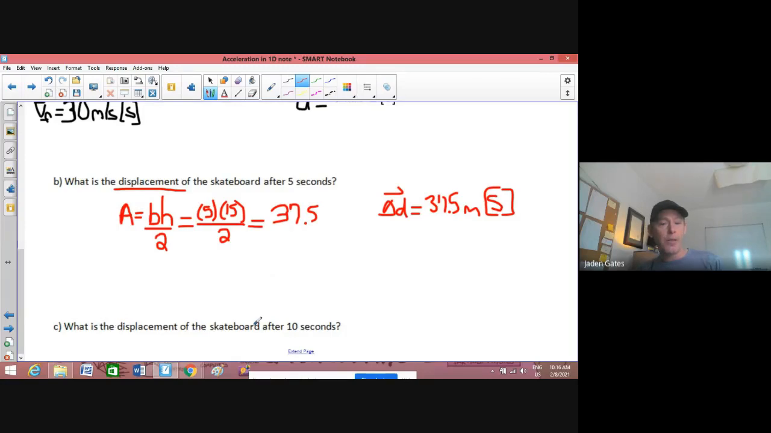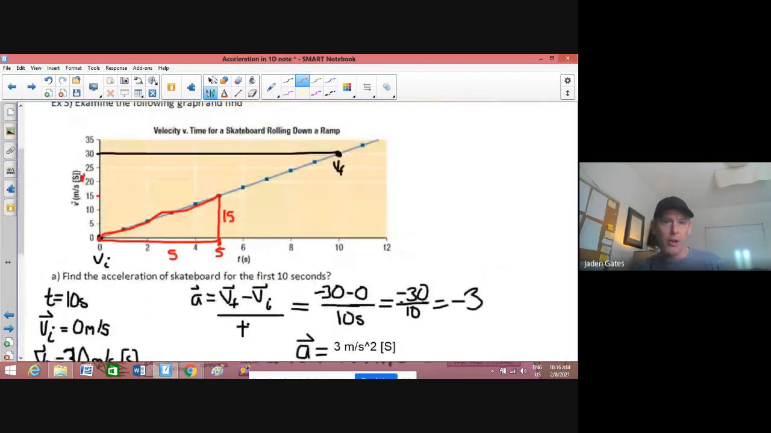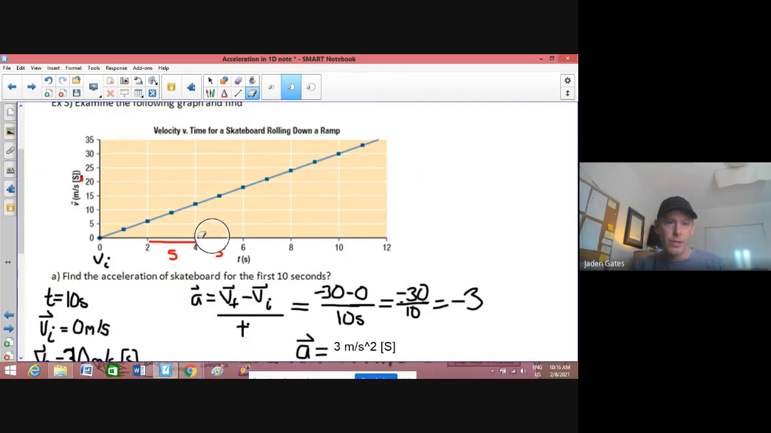All right, next up, same idea. What is the displacement of the skateboard after 10 seconds? So again, I'm going to find the area under my curve. I'm going to clean this up a little bit. Let's get rid of all this. And so I'm looking for the area under the curve for 10 seconds. Here it is. So again, what do I have here? I have myself a triangle once again.